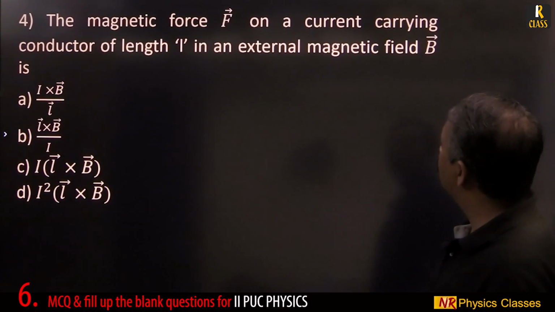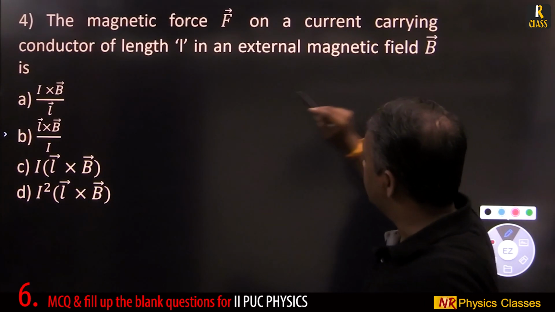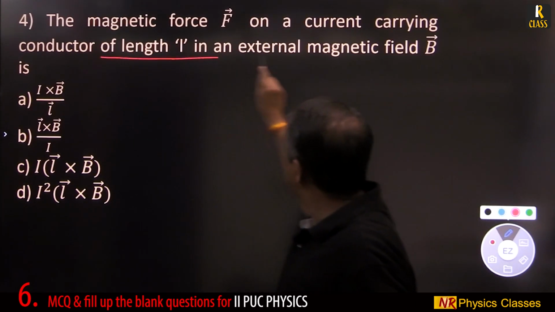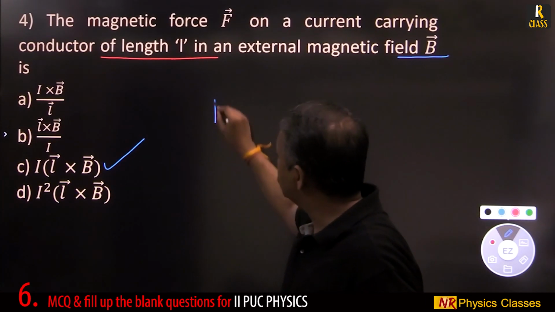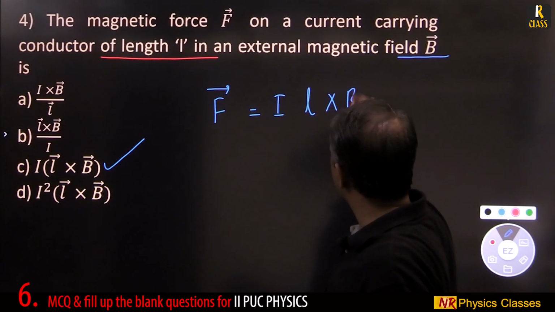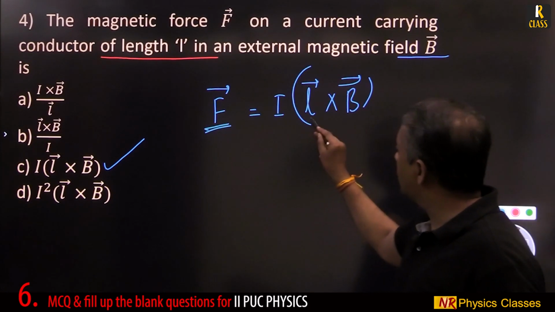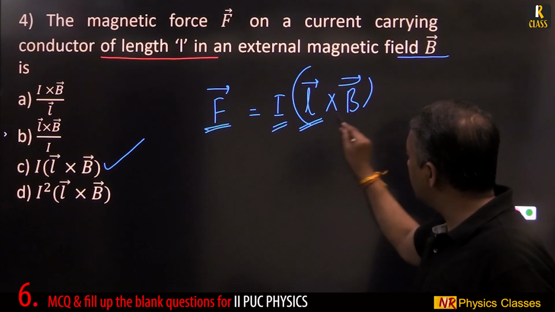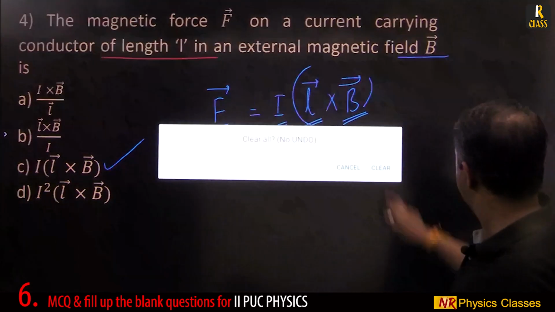The magnitude of force on a current carrying conductor of length L in an external magnetic field B: force equals I into L cross B. Force on a current carrying conductor of length L in magnetic field B.